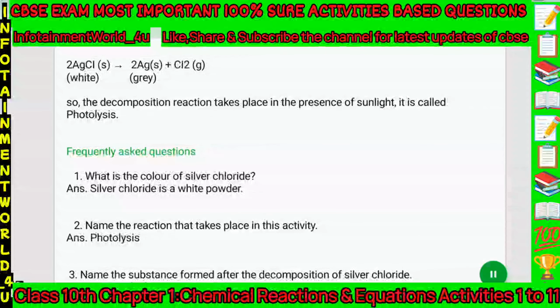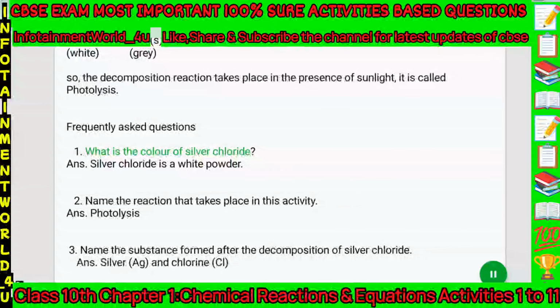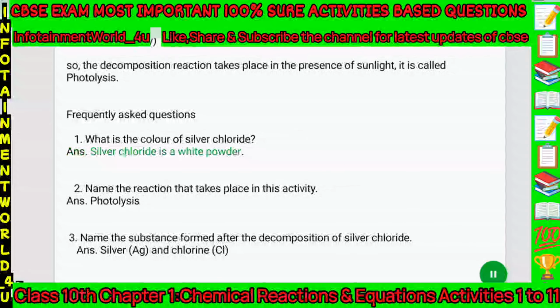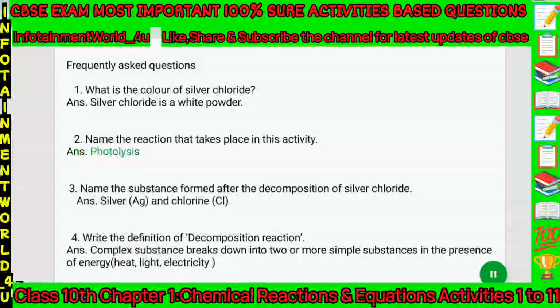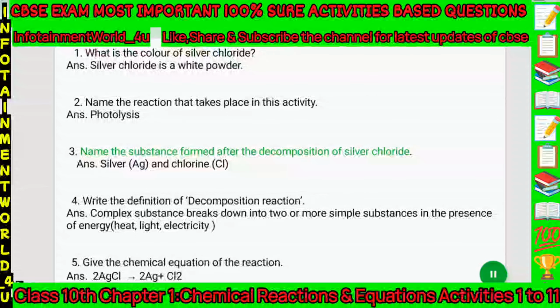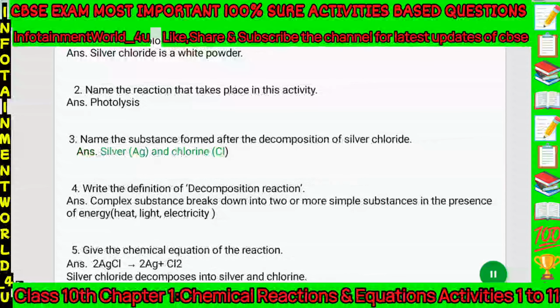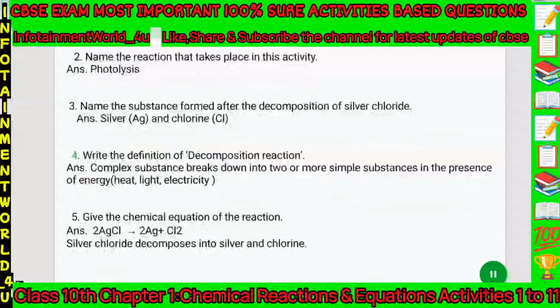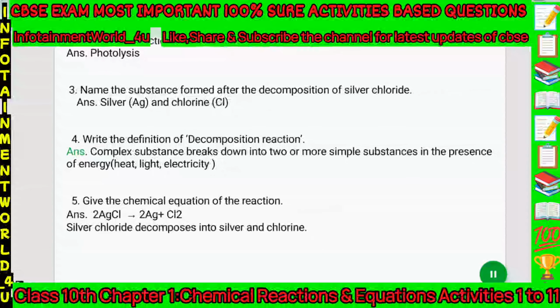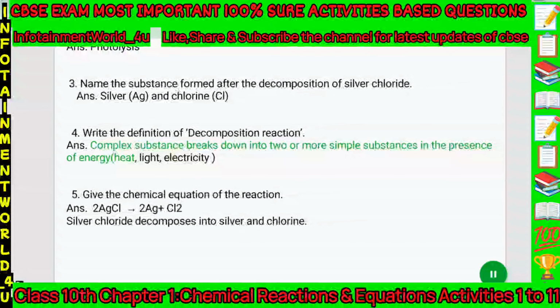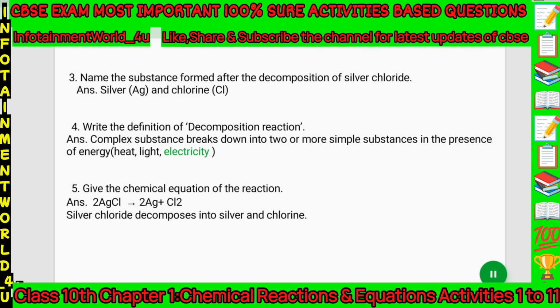Frequently asked questions. 1. What is the color of silver chloride? Ans. Silver chloride is a white powder. 2. Name the reaction that takes place in this activity. Ans. Photolysis. 3. Name the substances formed after the decomposition of silver chloride. Ans. Silver, Ag, and chlorine, Cl. 4. Write the definition of decomposition reaction. Ans. A complex substance breaks down into two or more simple substances in the presence of energy: heat, light, electricity.